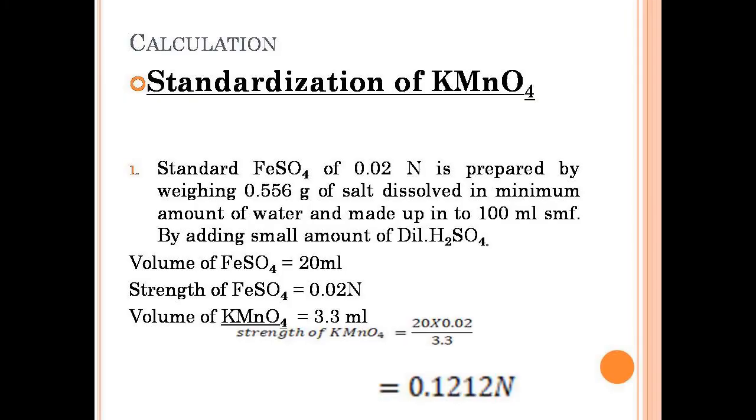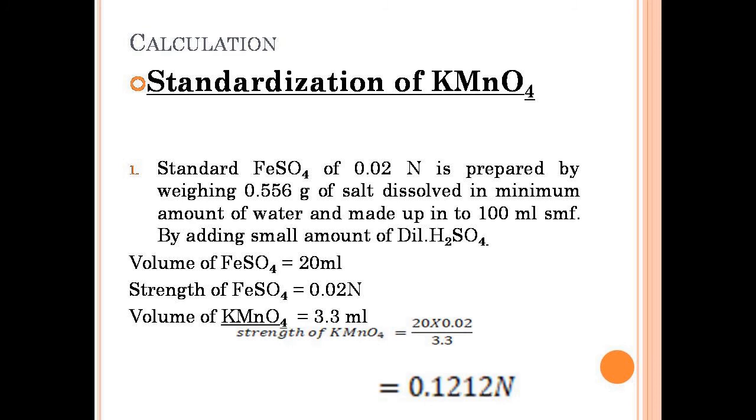In the calculation, first we have to prepare a standard ferrous sulfate of exactly 0.02 normal, for which 0.556 gram of salt is dissolved in a minimum amount of water and made up to 100 ml in a standard measuring flask by adding a small amount of dilute sulfuric acid.